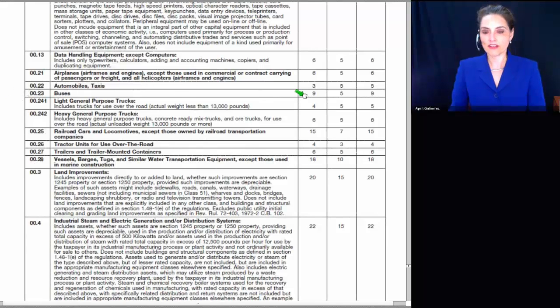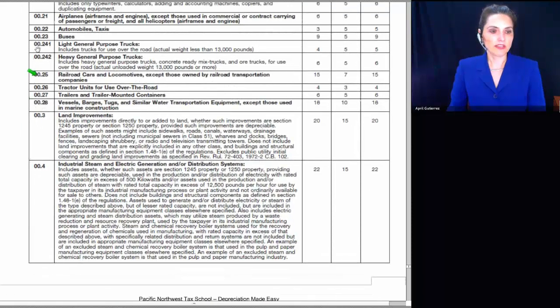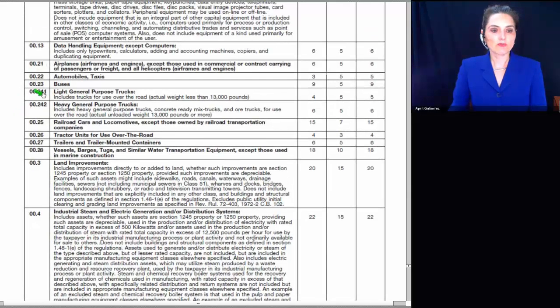Buses have an asset class life of 9 years. Under the general depreciation system, you depreciate a light truck at 5 years, and under ADS, it's 9 years. And moving on, we can see other classes of light general purpose trucks and heavy general purpose trucks. And it's kind of important to pay some attention to some details here. A light general purpose truck includes trucks for over-the-road use whose actual weight is less than 13,000 pounds, as opposed to a heavy general purpose truck, which includes general heavy trucks, concrete ready mix trucks, and ore trucks for use over the road with an actual unloaded weight of 13,000 pounds or more.